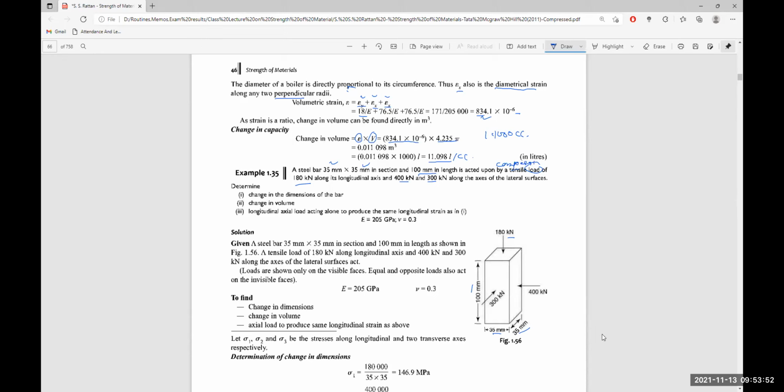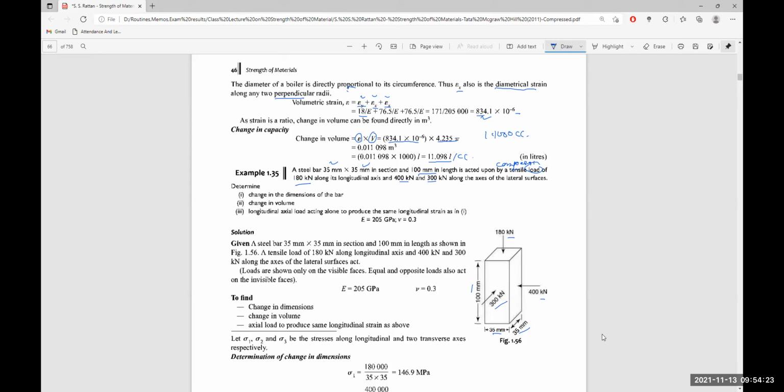And another, 400 and 300 kilonewton along the axis of the lateral surfaces. Lateral surface means these surfaces: this is one lateral surface, and this is the other. So one is 400 kilonewton, and another is 300 kilonewton. So we have three mutually perpendicular compressive forces, as shown in the figure: 180 longitudinally, and 400 and 300 on the lateral surfaces.